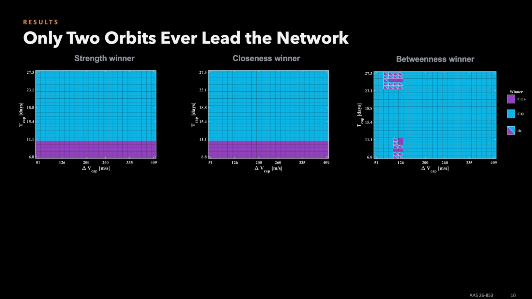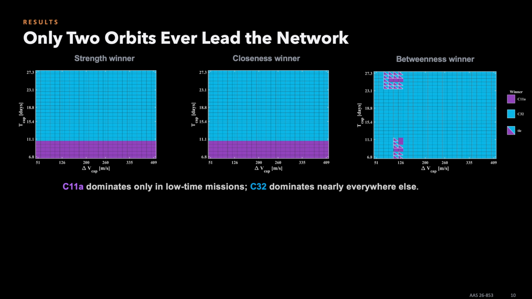The leadership result is also robust. Only 2 orbits ever win any of the 3 centrality measures. Under time-tight budgets, the 1-1 cycler leads in strength and closeness. As the available time increases, the 3-2 cycler takes over and dominates almost everywhere else.